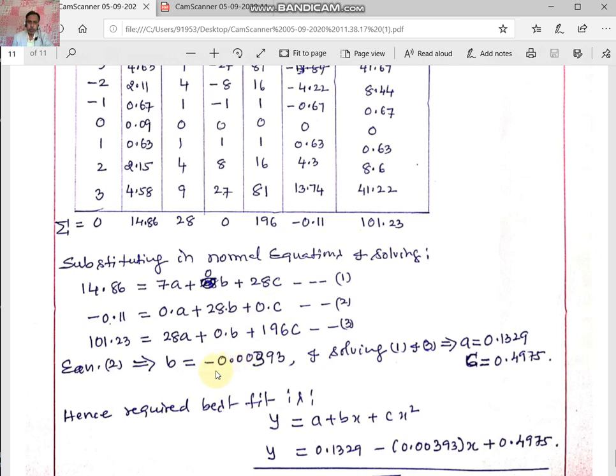Then b is minus 0.00393. And putting this b value in 1 and 3 and solving 1 and 3, we will get a value 0.1329 and c value 0.4975. That is by solving equation 1 and equation 3.